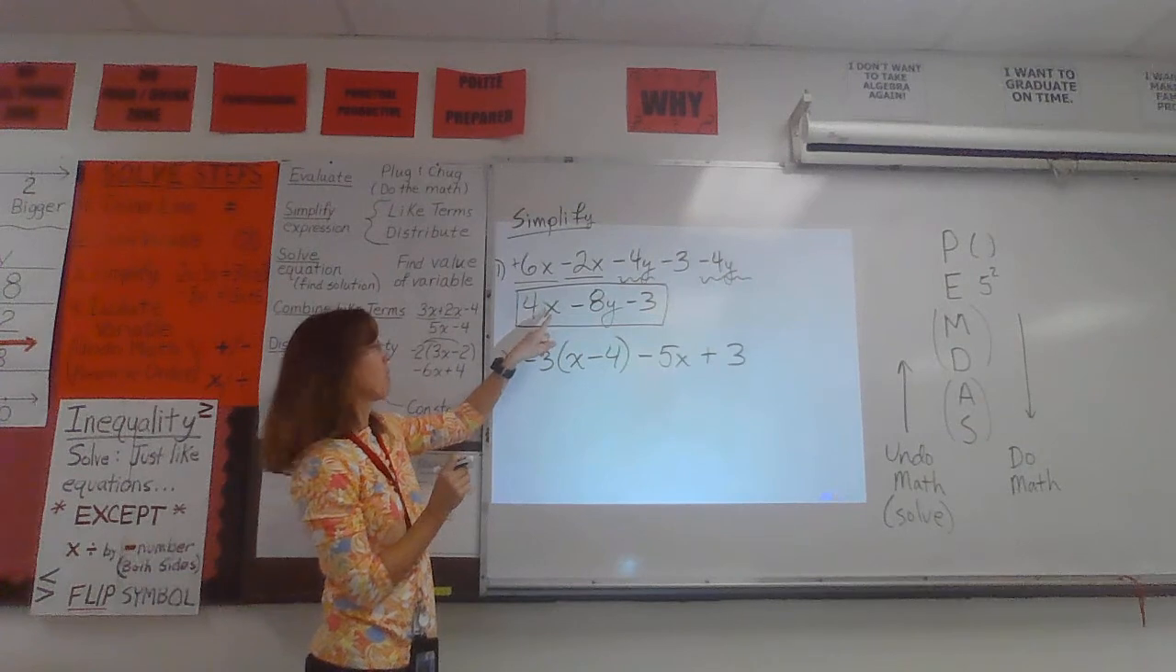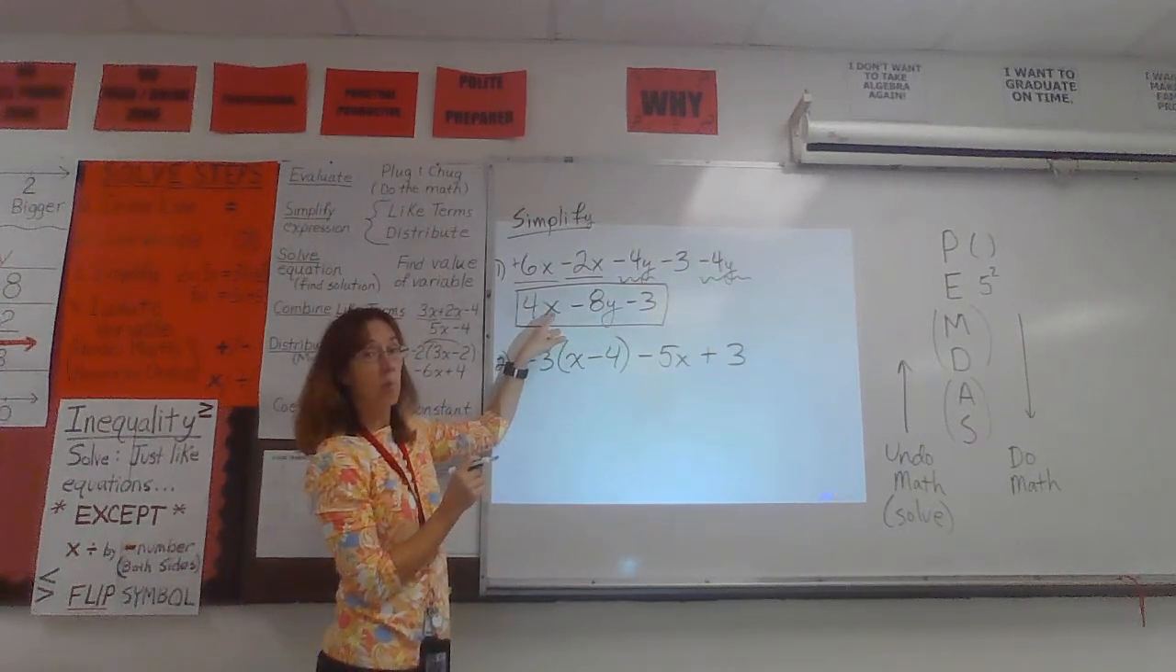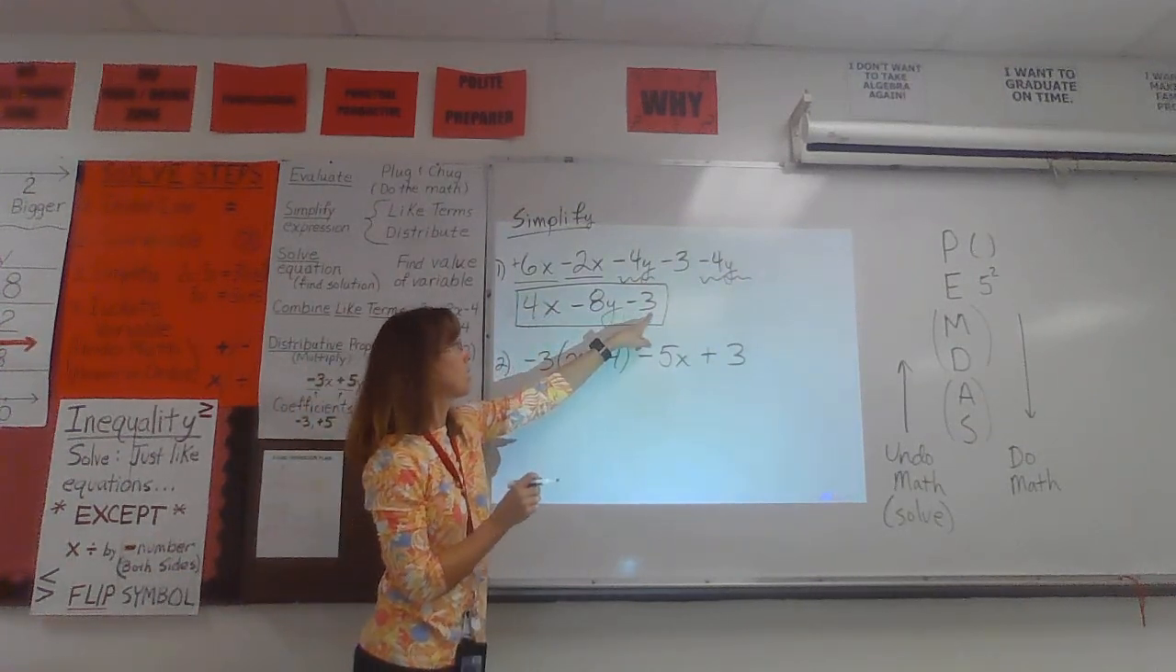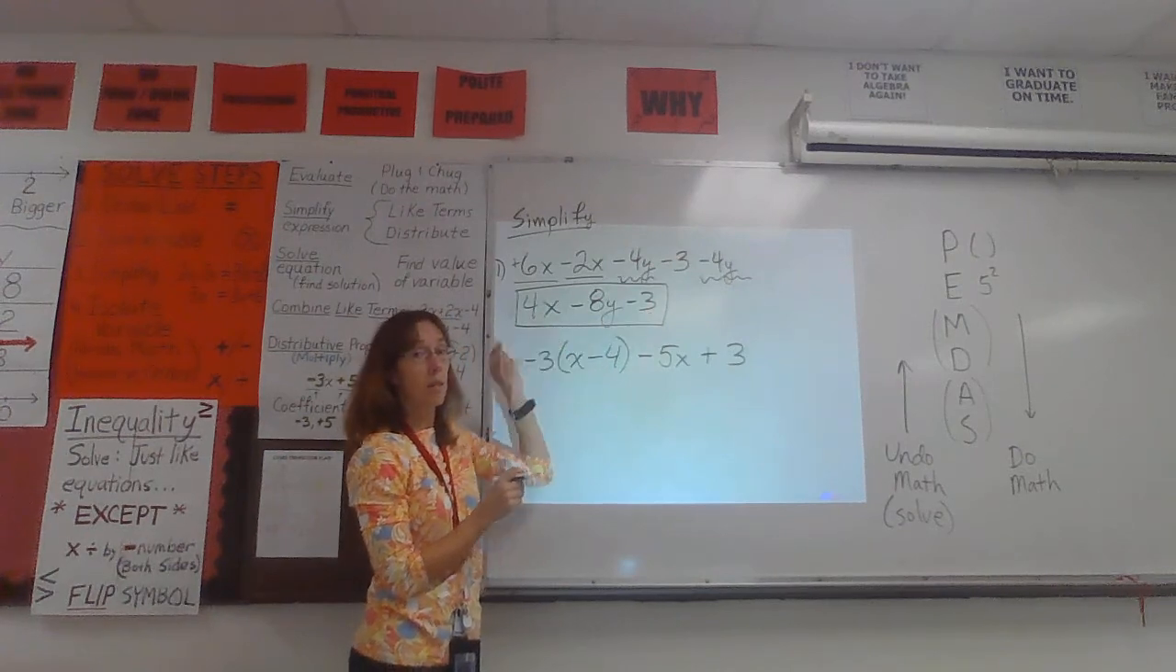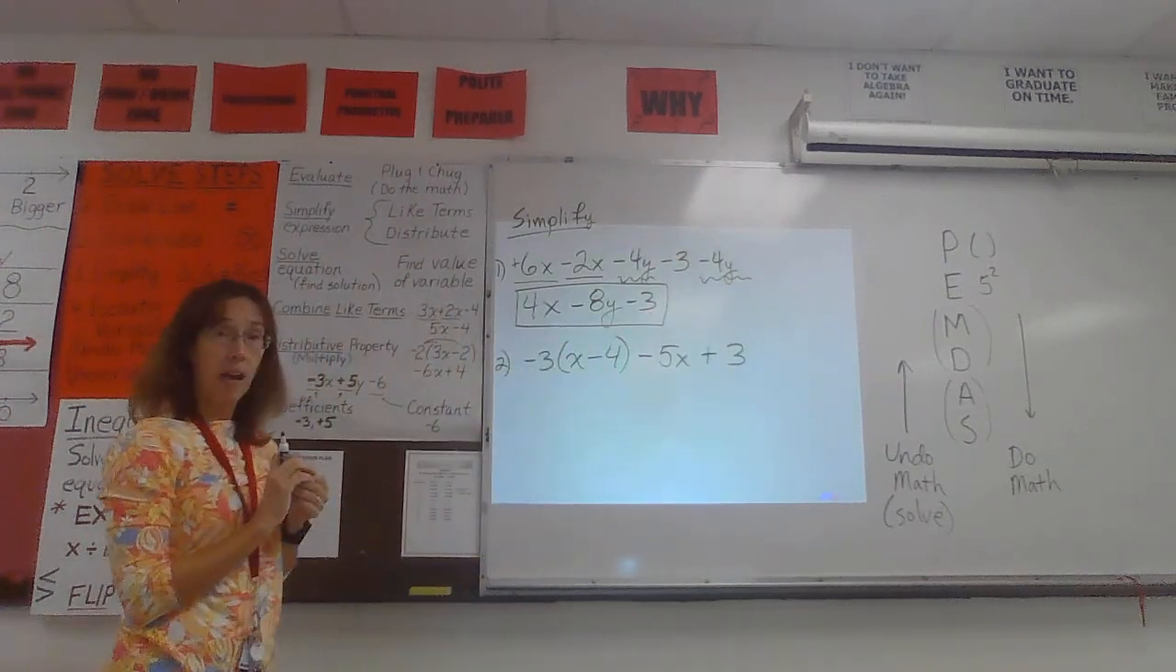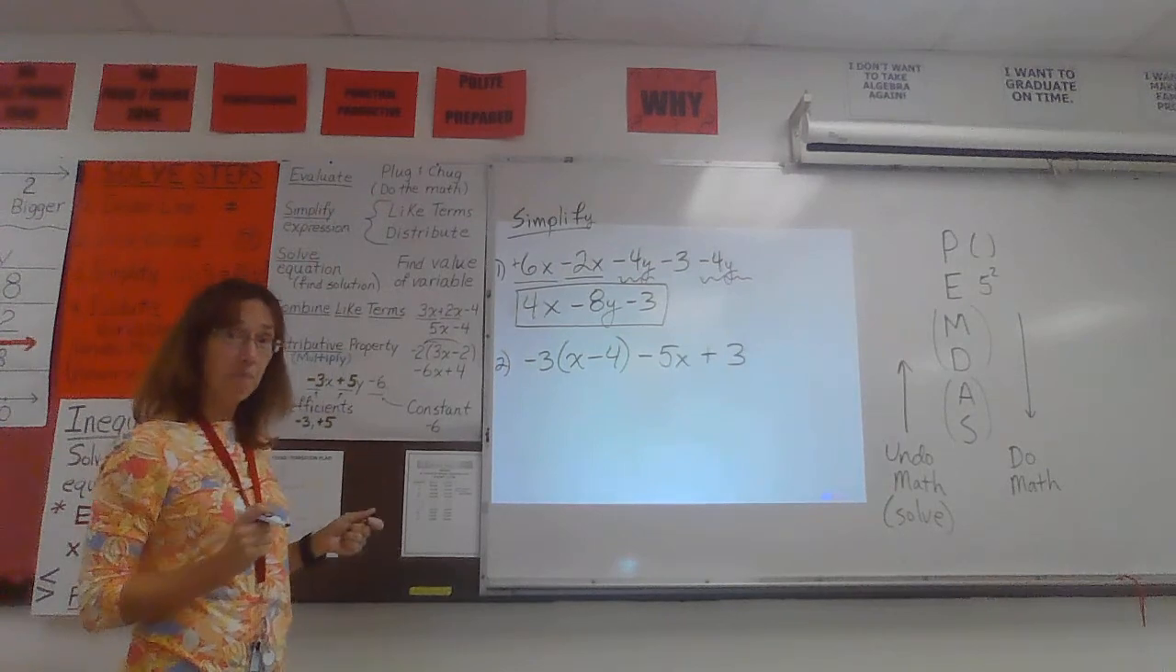You have to know when to stop. X's and y's are not like terms. They cannot be combined together. The negative 3 does not have an x or a y, so it can't go with any of the other ones. So that is your final answer. You got to know when to stop.